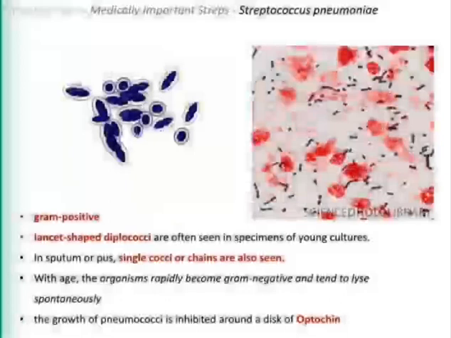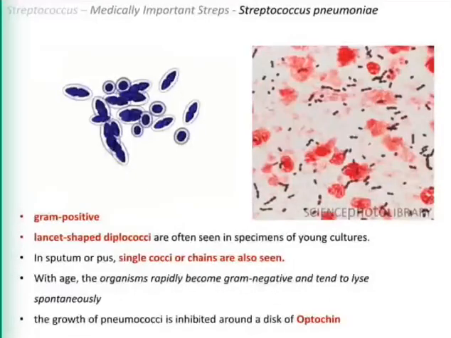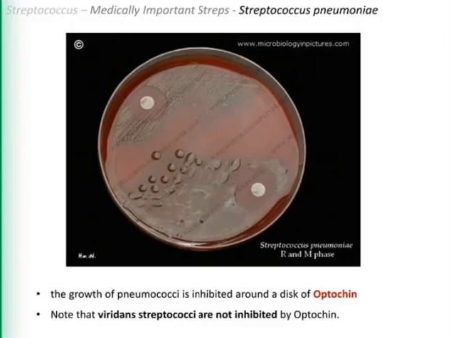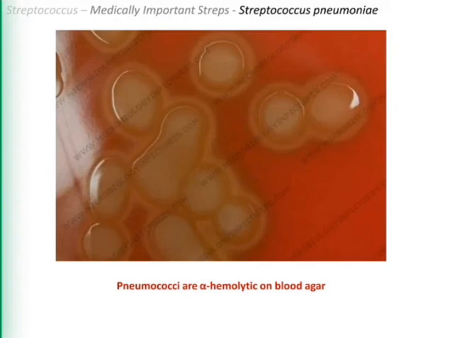Streptococcus pneumoniae is gram-positive, with lancet-shaped diplococci, often seen in specimens of young cultures. In sputum or pus, single cocci or chain-like forms can be seen. With age, the organisms rapidly become gram-negative and tend to lyse spontaneously. The growth of pneumococci is inhibited around the disc of Optochin. Note that the viridans streptococci are not inhibited by Optochin. Pneumococci are alpha hemolytic on blood agar.